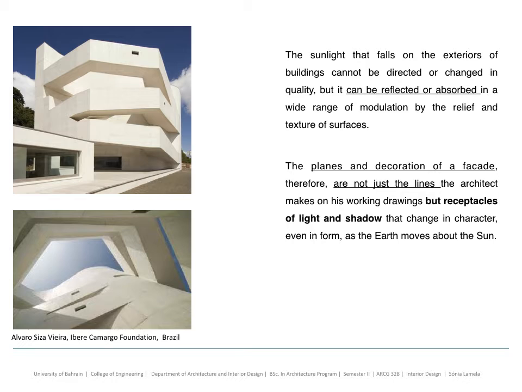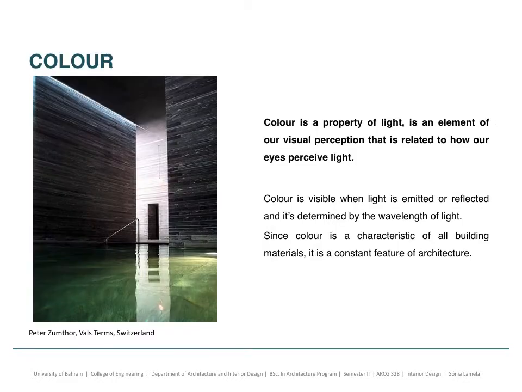Light can be reflected or can be absorbed depending on the color that the building has, also depending on the texture of the material, also about the opacity or the vibrancy of the color that the surface has. So we see color as a property of light. It's an element of our visual perception that is related to how our eyes receive the color.